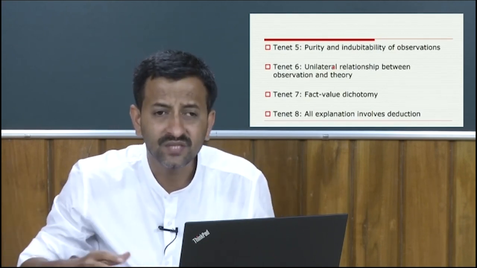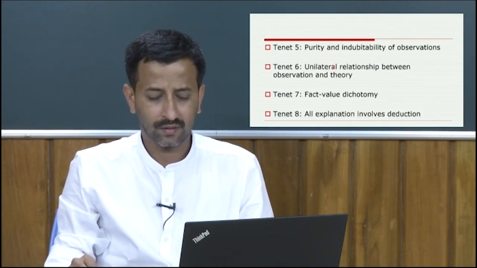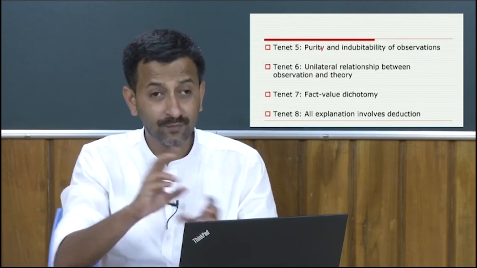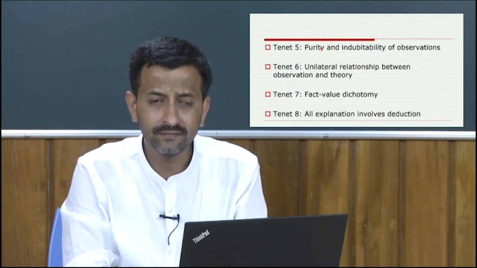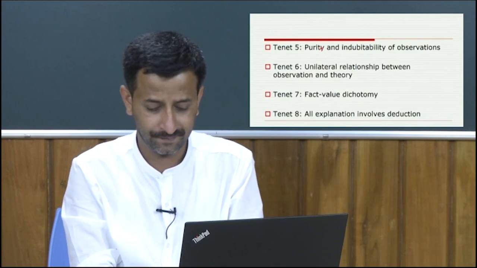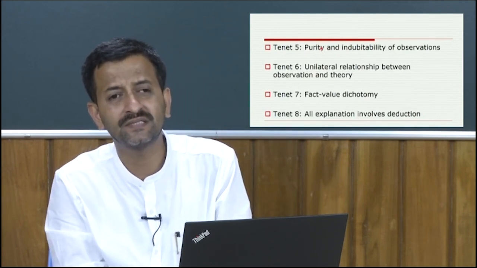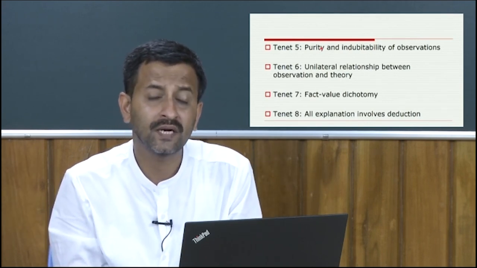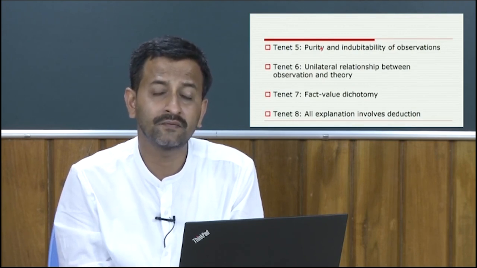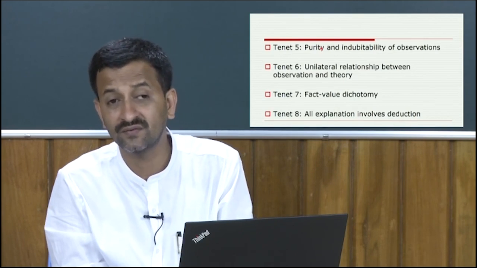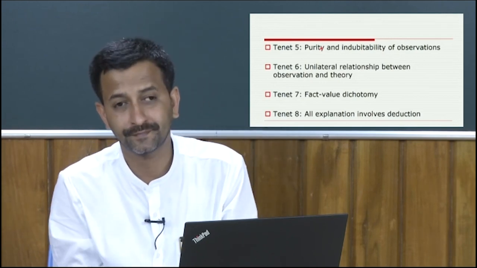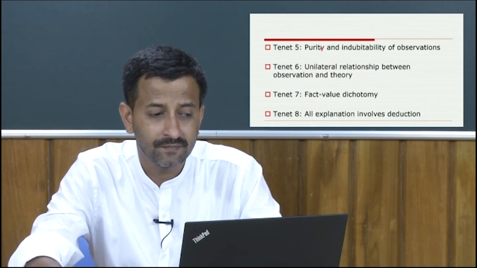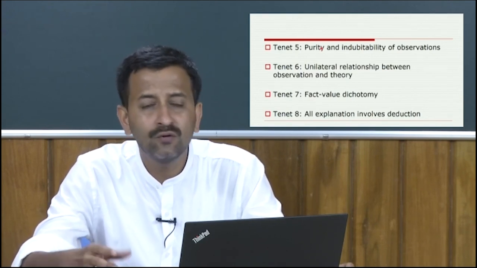The fifth point, that scientific observations are or can be shown to be pure. We will come to indubitability a little while later. That scientific observations are or can be shown to be pure, in the sense that they are theory independent. Observations do not depend on theory, as inductivists argue. What did inductivists argue? That first we must collect observational data without recourse to any theory. In this sense, observations in the positivistic schema are theory independent. They do not depend on theory.